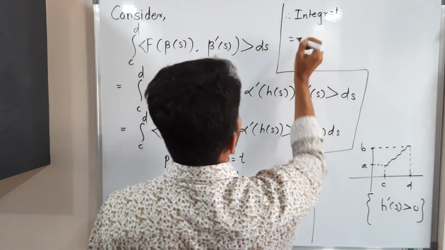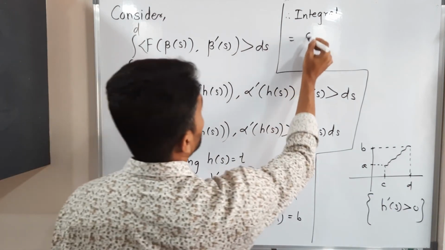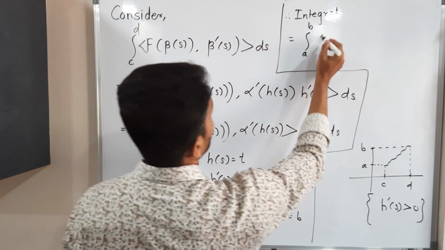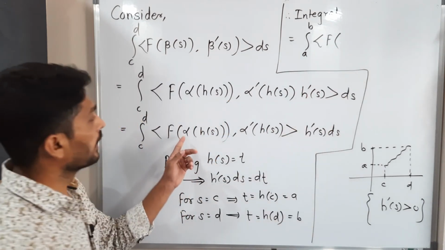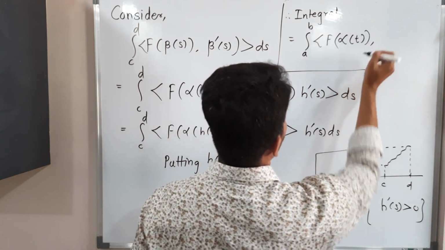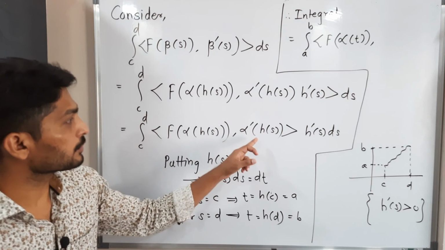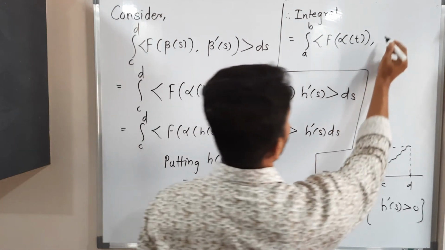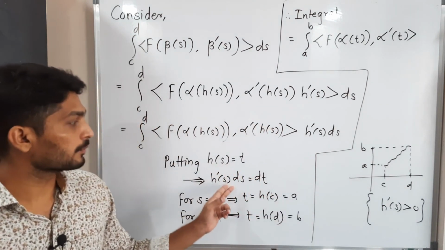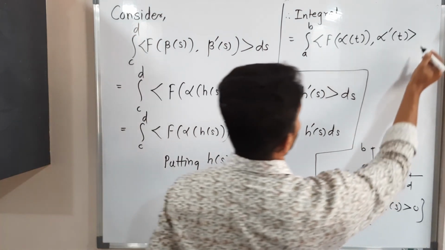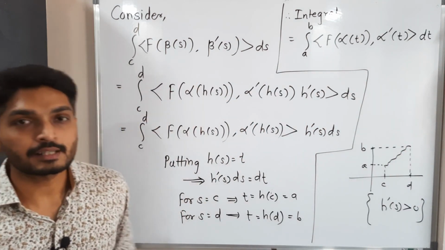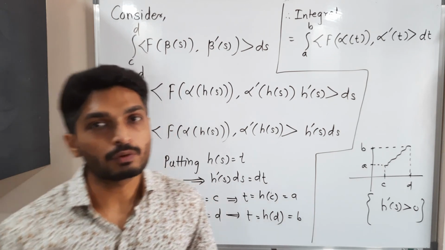is equal to, I will continue, new limits a to b, inner product of f of alpha of h of s, which is equal to what? t. So alpha of t, right? Alpha dash of h of s, but h of s is equal to t. So therefore alpha dash t, and h dash of s ds is equal to what? dt. So let us write dt. So in this way we got the left hand side. So we started with the right hand side and we brought the left hand side. So in this way we proved this theorem.